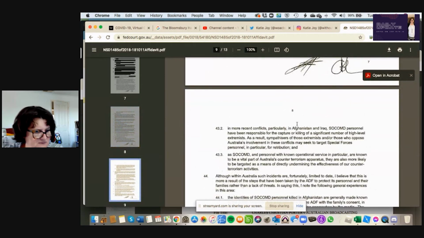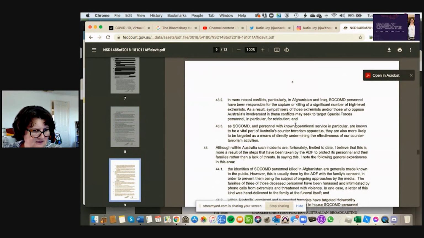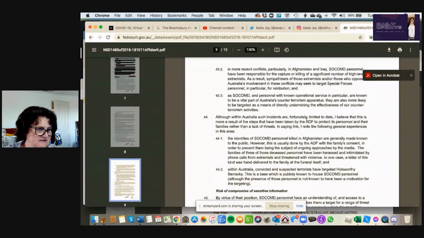In more recent conflicts, particularly in Afghanistan and Iraq, SOCOMD personnel have been responsible for the capture or killing of a significant number of high-level extremists. As a result, sympathisers of those extremists and those who oppose Australia's involvement in this conflict may seek to target Special Forces personnel, in particular for retribution. As SOCOMD personnel with known operational service in particular are known to be a vital part of Australia's counter-terrorism apparatus, they are more likely to be targeted as a means of directly undermining the effectiveness of our counter-terrorism activities.